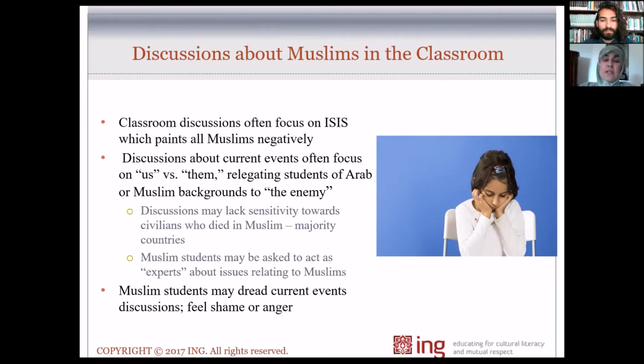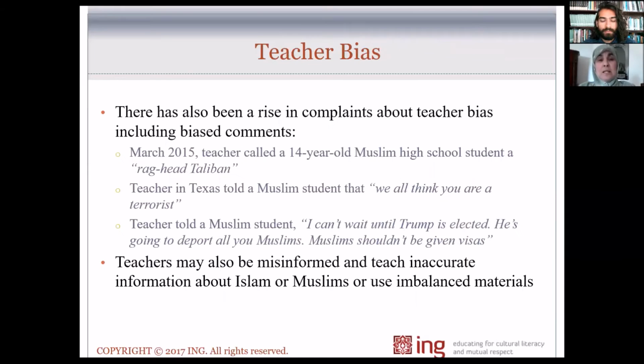Additionally, conversations about wars overseas or other current events that focus on us versus them may actually relegate students of those backgrounds, Muslim or Arab backgrounds, to the enemy, or lack sensitivity towards civilians who died in Muslim countries versus American soldiers. Even more egregious, sometimes Muslim students may be asked to act as experts about issues relating to Muslims, and for an adult to serve as an expert on some of these topics is challenging, let alone a young person. And so for all of these reasons, Muslim students may really dread current events. They may feel a lot of shame or anger about their Muslim identity.